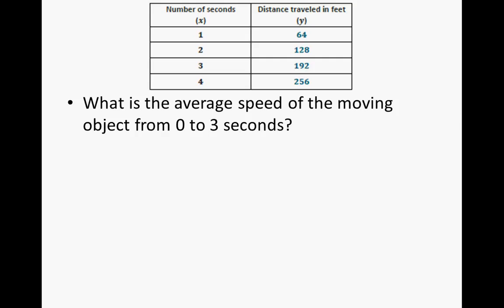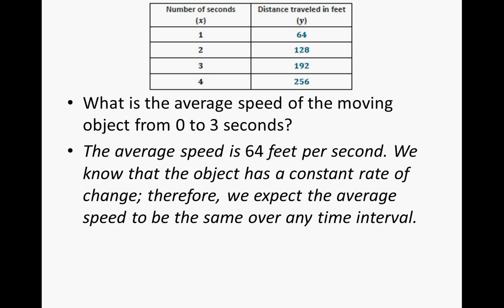So what is the average speed of the moving object from 0 to 3 seconds? Well, the average speed is 64 feet per second. We know that the object has a constant rate of change, therefore we expect the average speed to be the same over any time interval. So again, if this is 64, 64, 64, then we would have an average rate of 64.